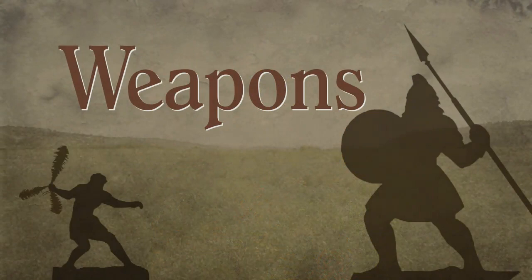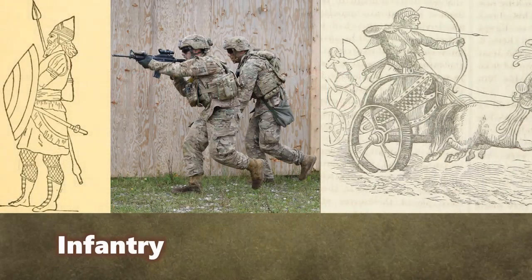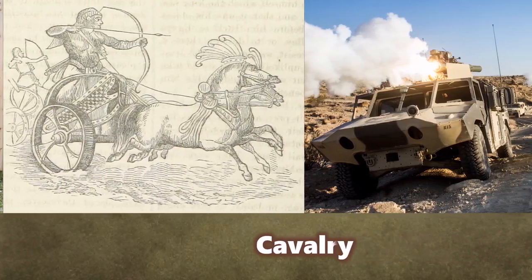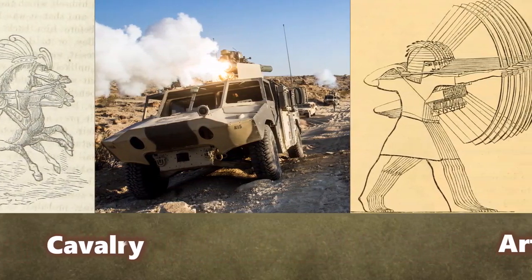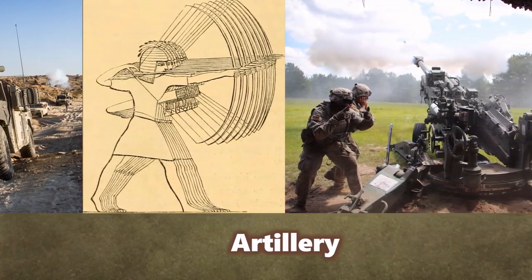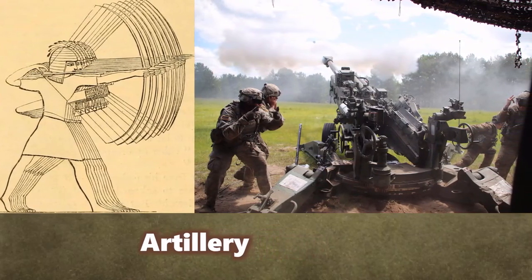The weapons these two combatants use in this battle are as different as the men are themselves. Warfare throughout time has consisted of three kinds of soldiers: infantry, foot soldiers; cavalry, soldiers who ride something like a horse or chariot; and artillery, those who launch projectiles at the enemy, an archer or sniper. Each of these carry different kinds of weapons.